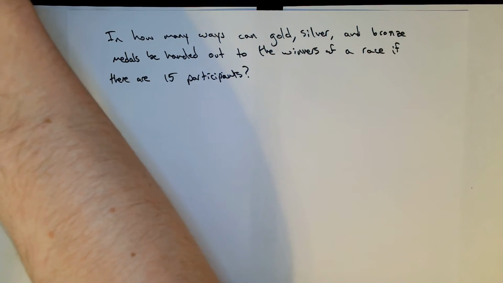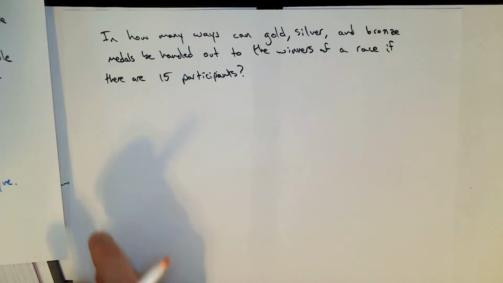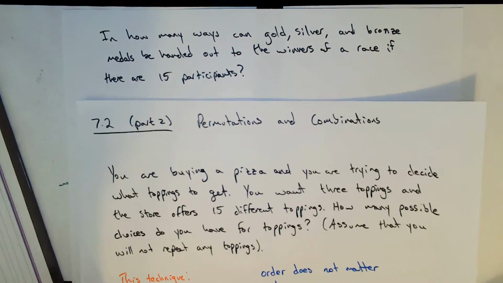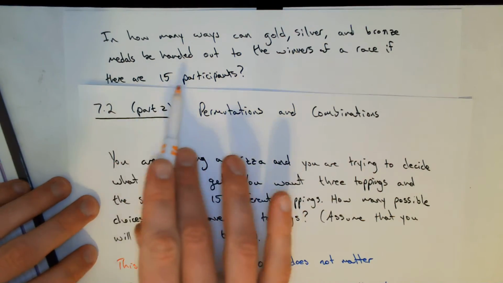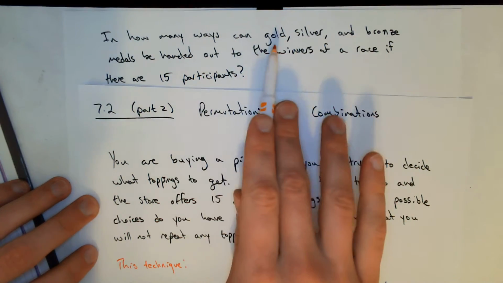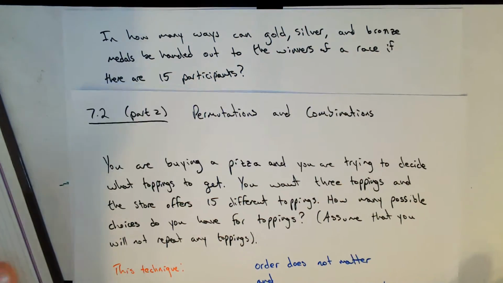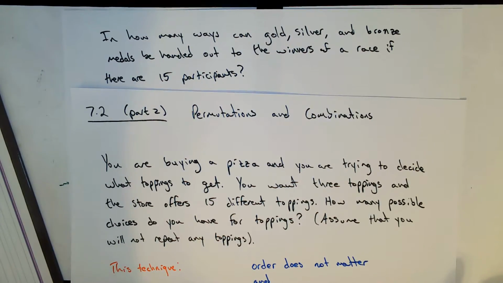All right, what are the defining features of this kind of problem? You'll notice the numbers I've picked are the same. There's 15 different toppings, 15 different participants. We want 3 toppings here, and up here there are 3 medals to give out. So at least the numbers are the same. The context of the problem is very much different.